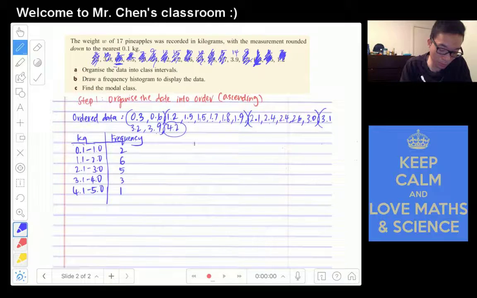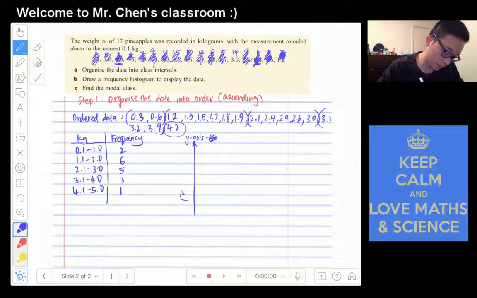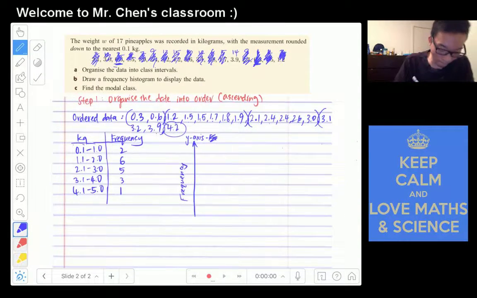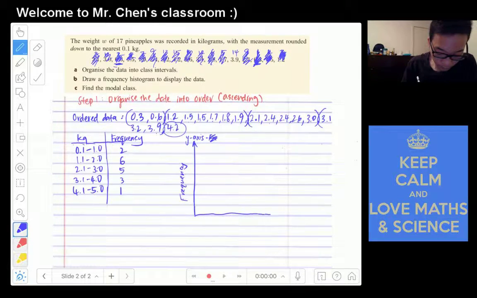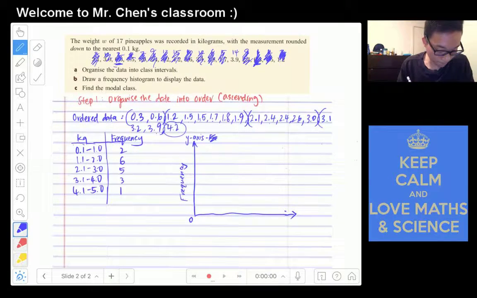So for a frequency histogram, your y-axis should always be your frequency. Okay, so I'm going to write it here: frequency. Sorry, that's not the best drawing for me, because I am in a hurry. And this is your weight. Make sure you are descriptive. Weight of what? Weight of pineapples.